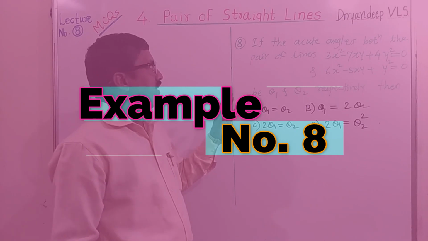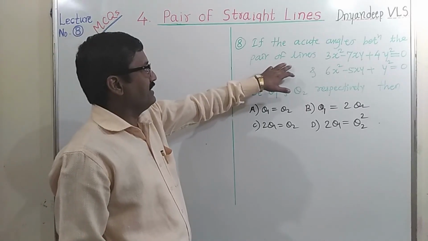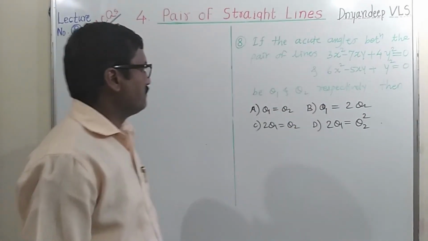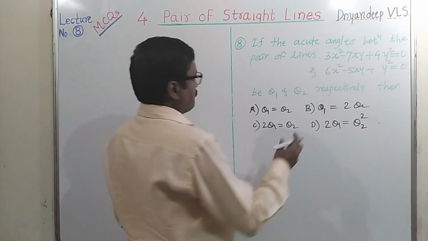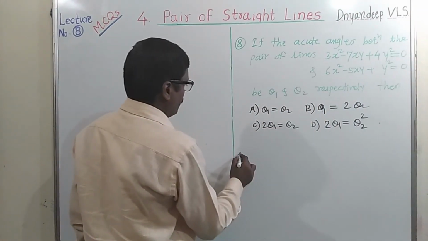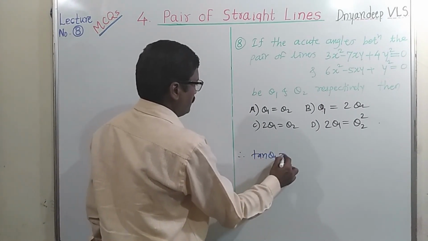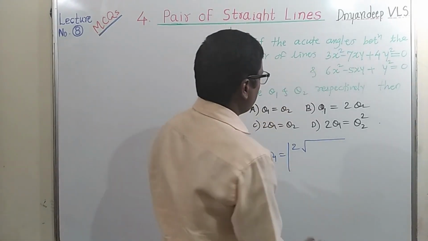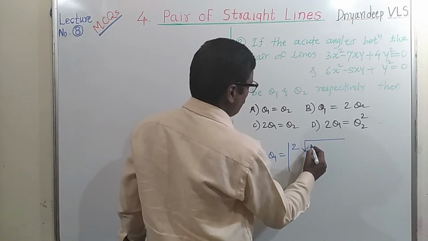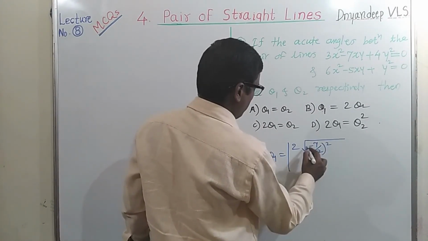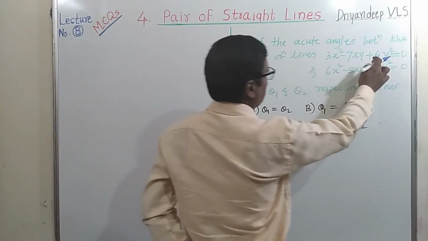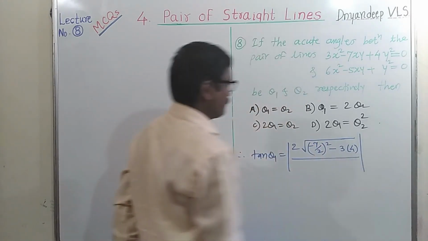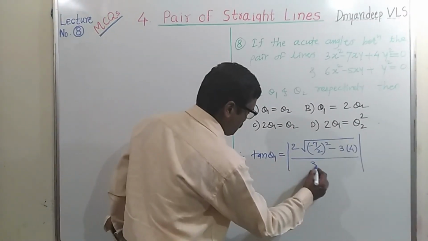See this example number 8. Let the angles between the pair of lines, this and this, be theta 1 and theta 2 respectively, then what is the relation between theta 1 and theta 2? Let us suppose the angle between these two lines is theta 1, therefore tan theta 1 is equal to mod of 2 root h square minus ab upon a plus b. h is here minus 7 by 2, because 2h equal to minus 7. So h equal to minus 7 by 2, bracket square, that is h square, minus ab. a is 3, b is 4. So it is 3 into 4, divided by a plus b, that is 3 plus 4.